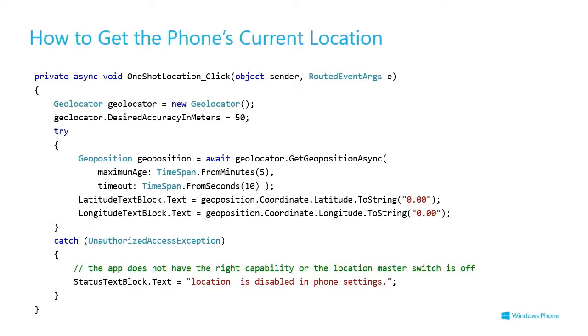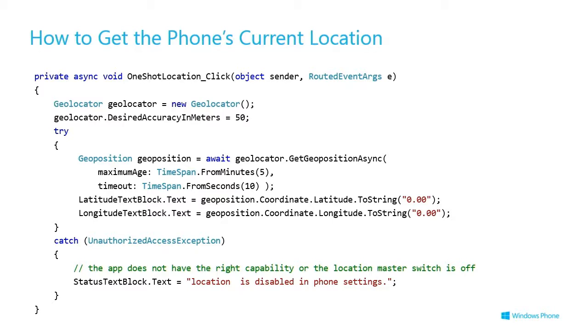This is this new one-shot location API. So this is a new thing. This is very convenient. If you just want to know where the phone is, you new up a geolocator object. You can give it a desired accuracy in meters, so it will just give you a response as soon as it's got a position that's within that accuracy range. And then call the getGeoPositionAsync method on the geolocator instance. There's a couple of parameters there.